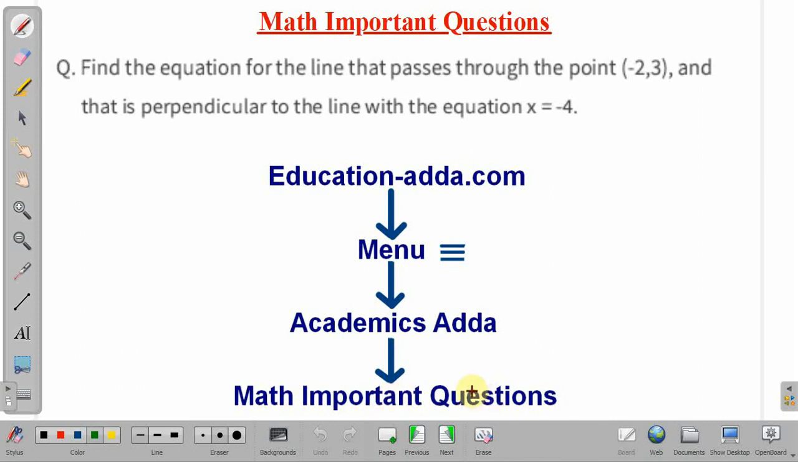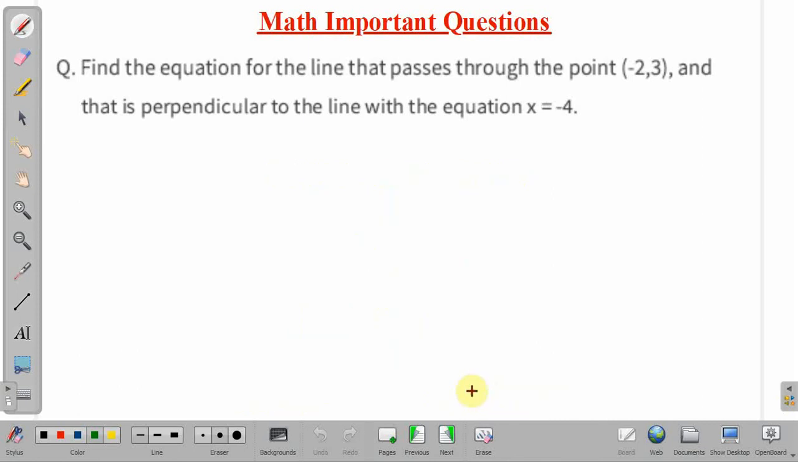Okay, friends. Coming back to the given problem, see what is given here. We have to find the equation of a line that passes through the point -2, 3, and it is also given that the line is perpendicular to the line with the equation x equal to -4. So one line is given, and our required line will be perpendicular to the given line and passing through the point -2, 3.